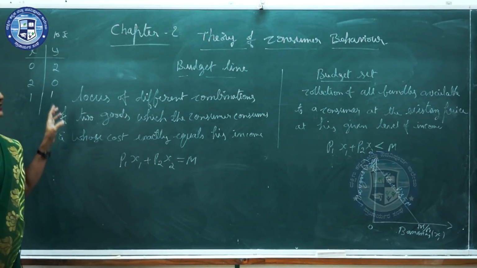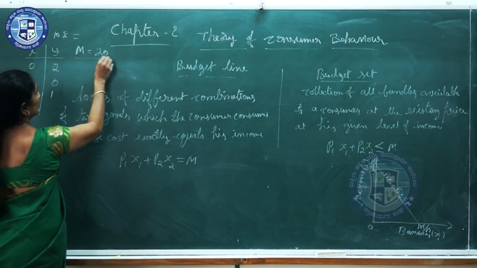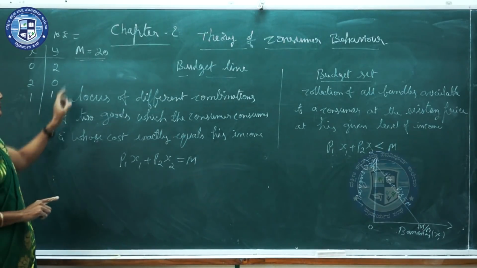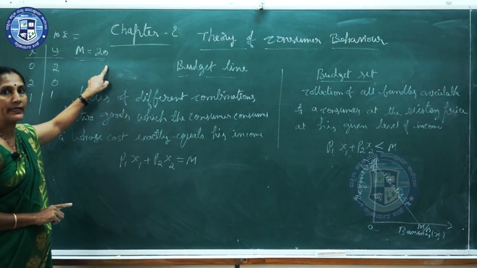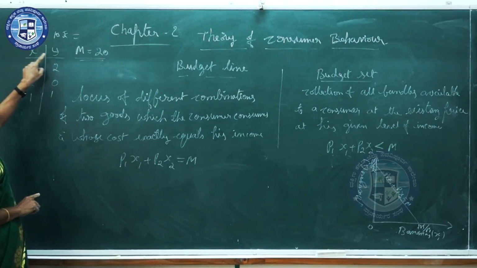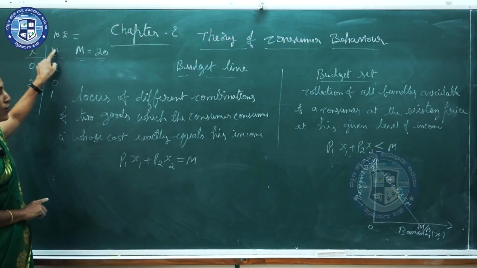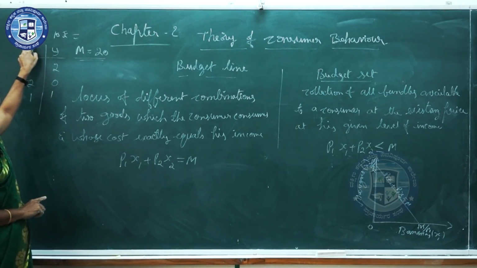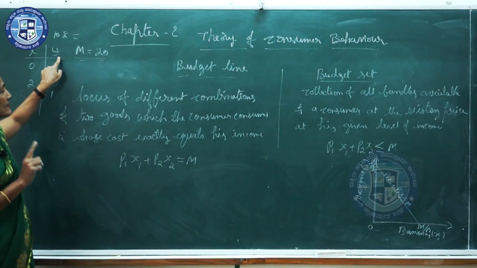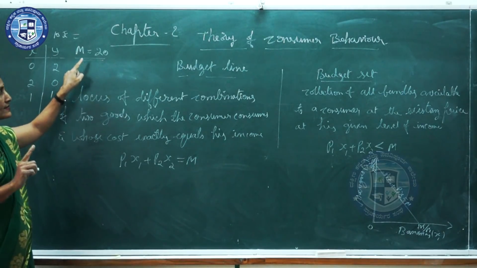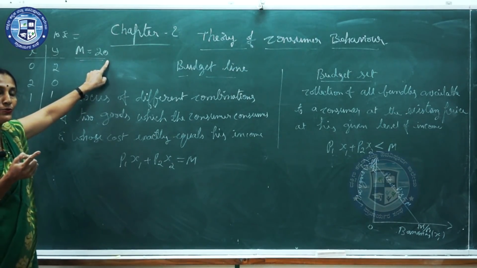If a consumer has an income of 20 rupees, we can write M is equal to 20 rupees. In that 20 rupees he wants to purchase two commodities, here shown as X and Y. Each of the commodities' price is 10 rupees. That means the price of commodity X is 10 rupees and the price of commodity Y is 10 rupees.